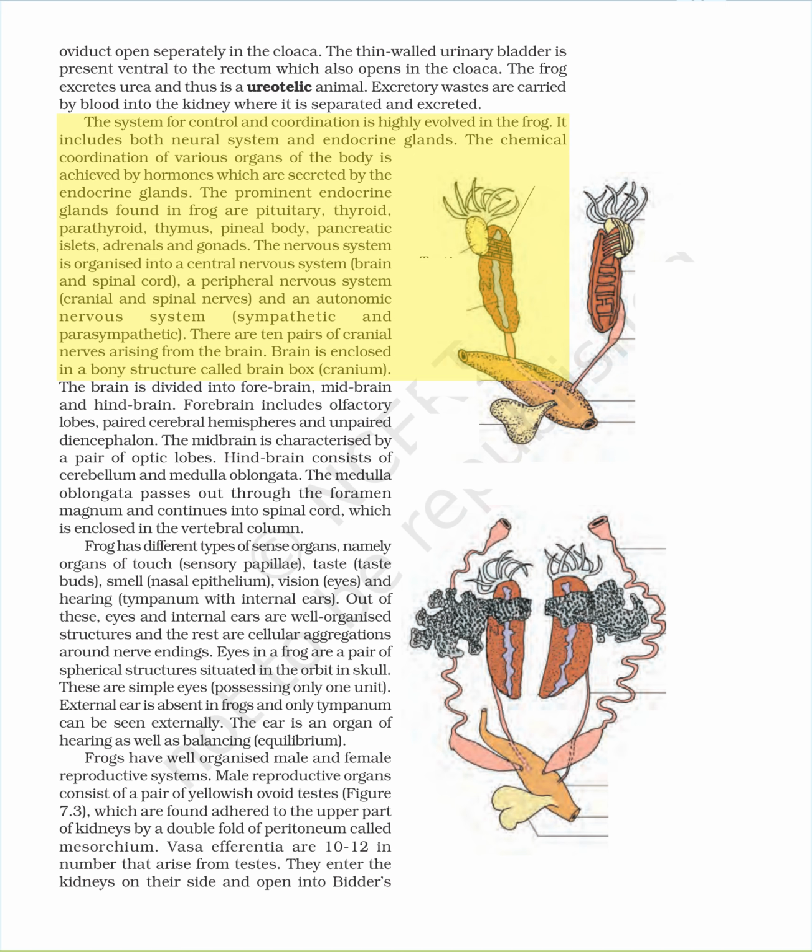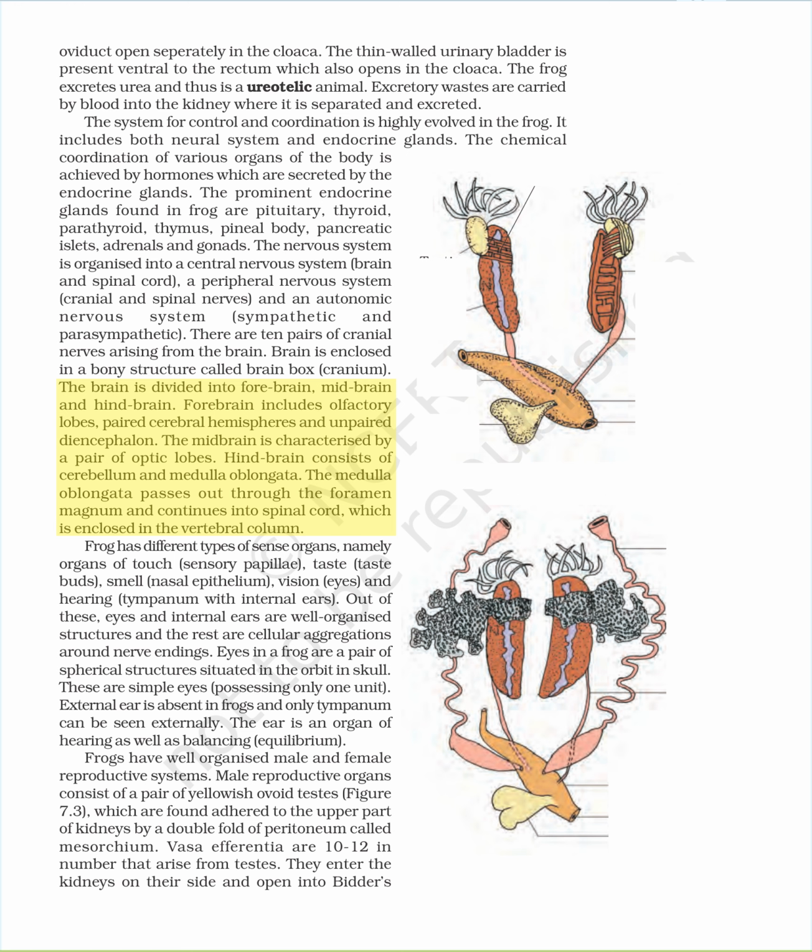The nervous system is organized into a central nervous system, brain and spinal cord, a peripheral nervous system, cranial and spinal nerves, and an autonomic nervous system, sympathetic and parasympathetic. There are 10 pairs of cranial nerves arising from the brain. The brain is enclosed in a bony structure called brain box, cranium. The brain is divided into forebrain, midbrain, and hindbrain.